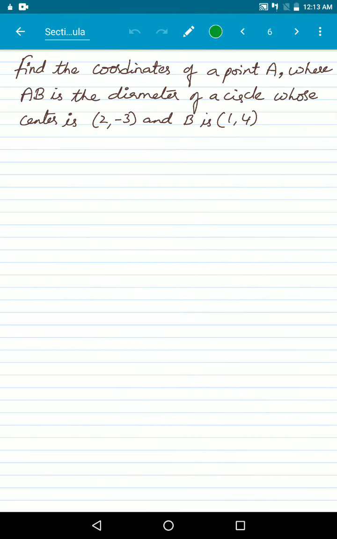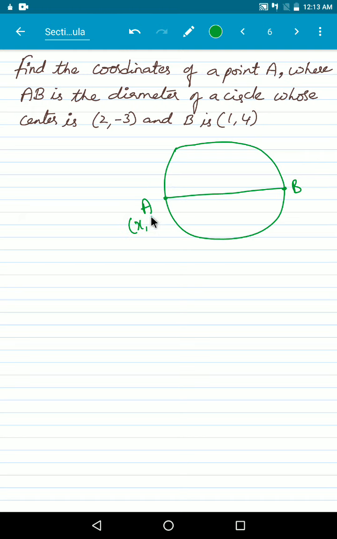Now let us solve this problem. Find the coordinates of a point A where AB is the diameter of a circle. So we have a circle, and AB is the diameter given. So this is point A, this is point B. We need to find the coordinates of point A. So let us take the coordinates of point A as x comma y. Now AB is the diameter of a circle whose center is 2 comma -3 and B is 1 comma 4.